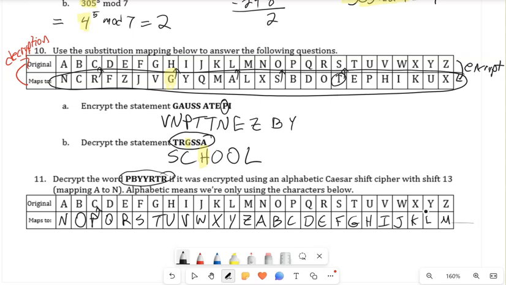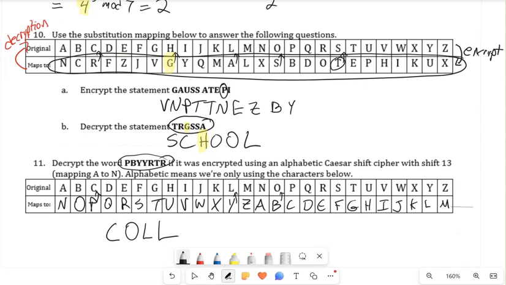P, C, B, O, Y, L, another L. I'm guessing this spells college. Let's see, R is an E, T is a G, and R again is an E. College.